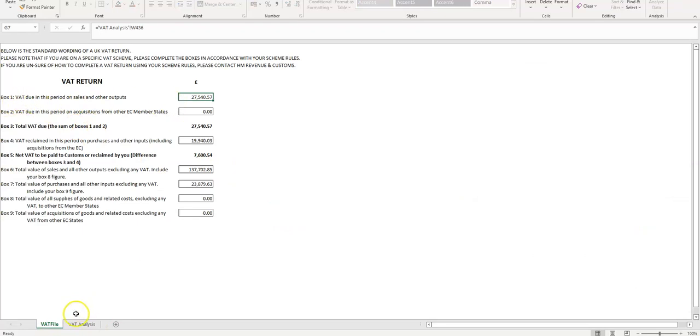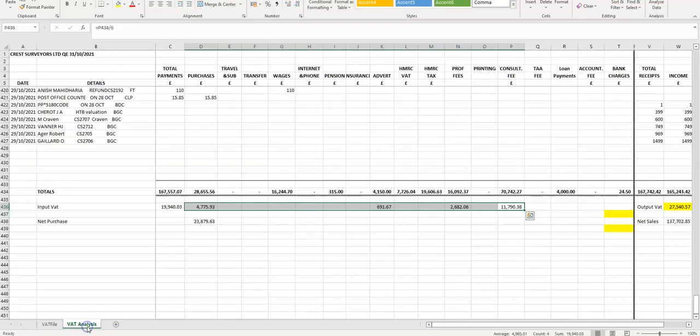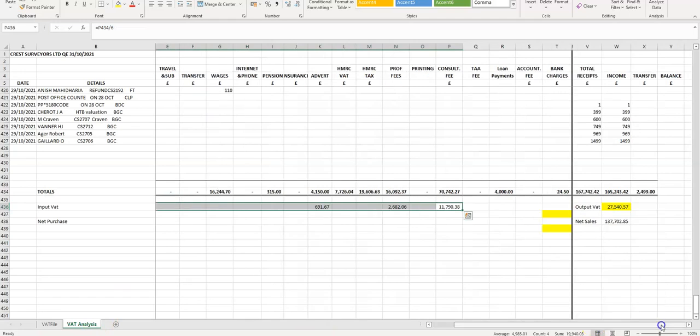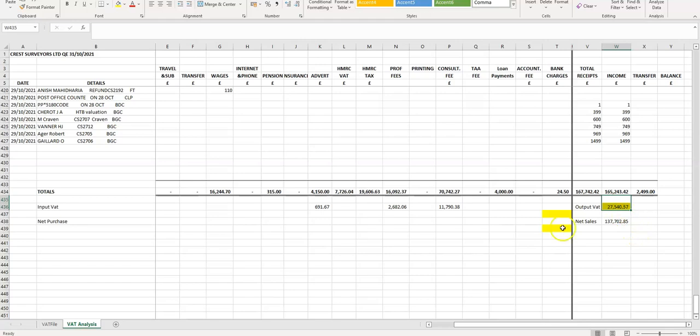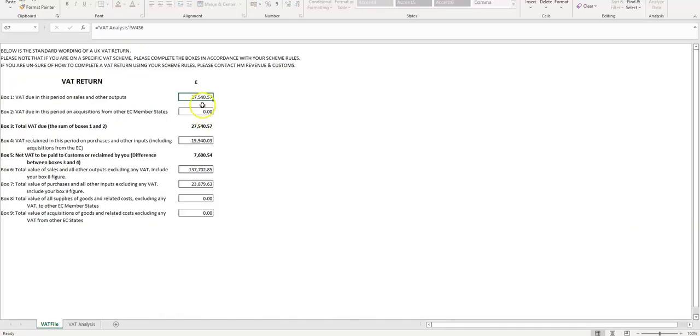And this is the VAT due, 27,000, the output VAT. So you can check how much is the output VAT. You can see here, that's my output VAT, box number 1, 27,540, and it's here. So we are paying this VAT, so it's output VAT. There is no acquisition from the European country or EC member, so there is no VAT on acquisition. So that's the total VAT due to HMRC, box number 3.